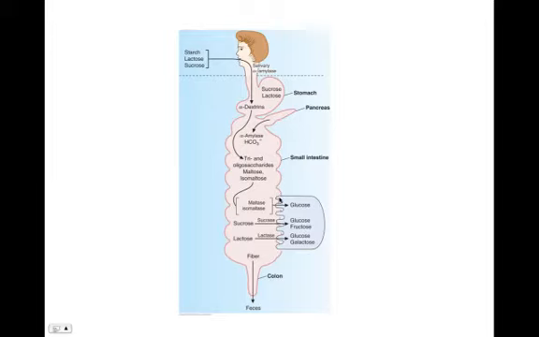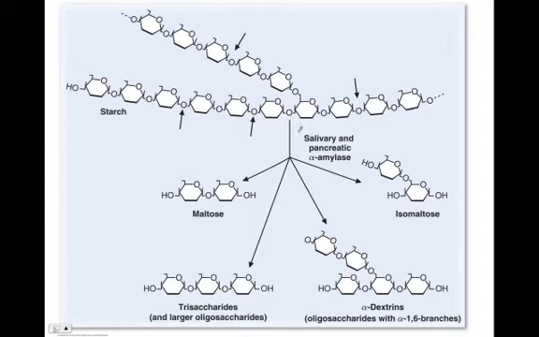Once as a monosaccharide, you can see that glucose or fructose or galactose can be transported into the luminal epithelium, where it can then move out into the periphery. So again, salivary and pancreatic amylase will digest large starches. These enzymes hydrolyze these internal alpha-1,4 bonds to generate disaccharides, maltose, isomaltose, and dextrins and some trisaccharides.